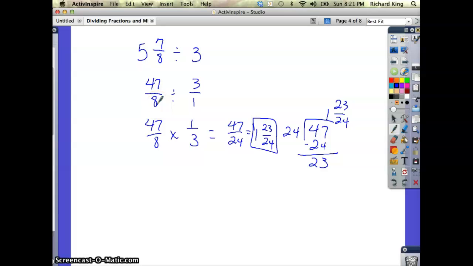So again, from this point, you're going to invert your second fraction or flip it, make it 1/3, change your division to multiplication. So 47 times 1 is 47, 8 times 3 is 24. You top dog that, 47 divided by 24, you get 1 23/24 for your answer.